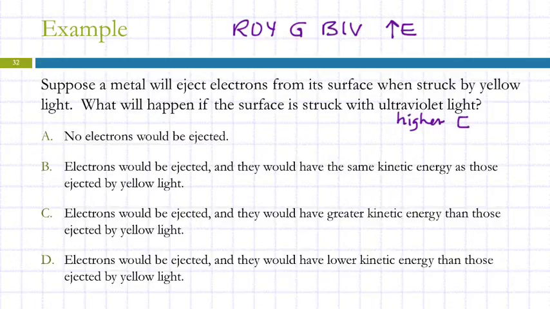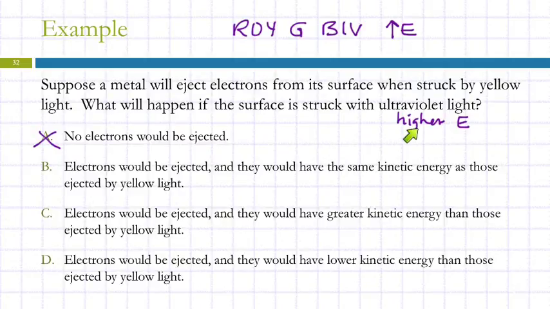So we kind of need to establish that before we look at the choices. So yellow light was enough to eject electrons. If I shine ultraviolet light, will I get no electrons ejected? No. That would happen if I shined red light on it, because the red light is lower in energy. And we're told that the yellow is just enough. So it's not choice A. Electrons would be ejected, and they would have the same kinetic energy as those ejected by yellow light. Nope. Because they both pay the same amount of binding energy.